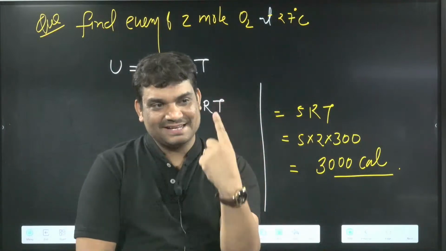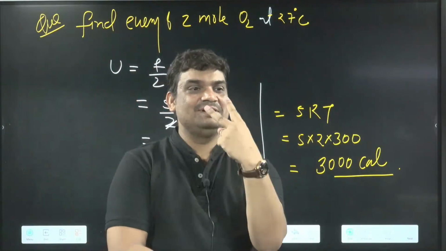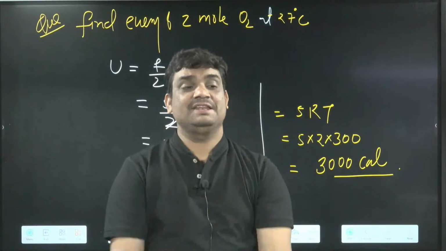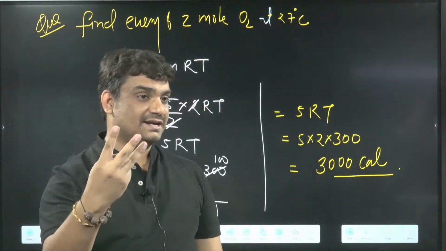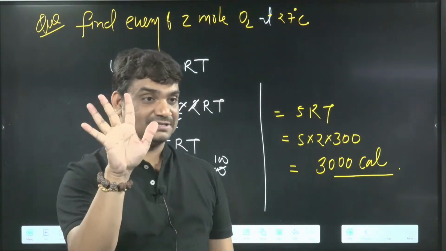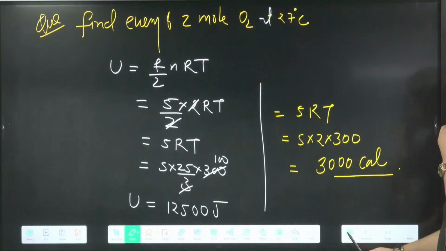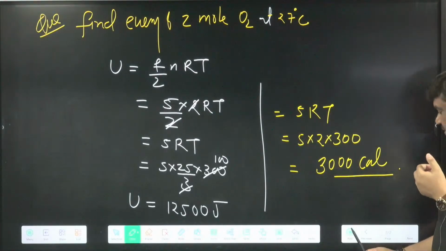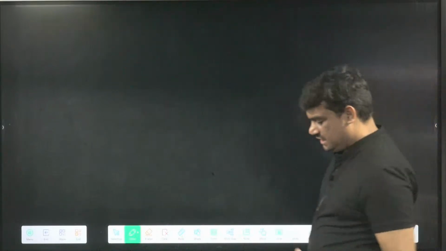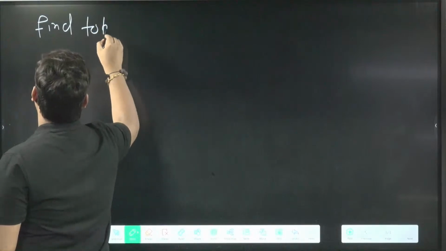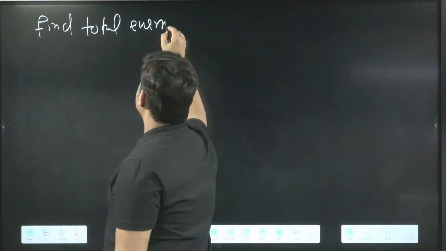Now we'll do the next one. Here I have given one gas. Now I will take two gases. Here only one gas is given. Now how to give two gases, then three gases, then four gases? Let's do it. So we can say here, find total energy.